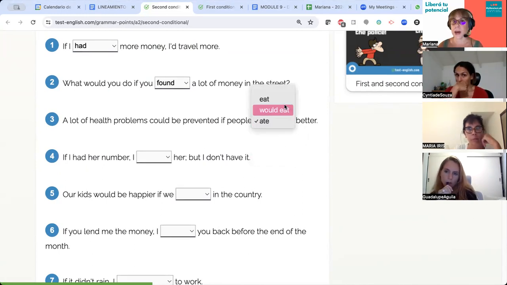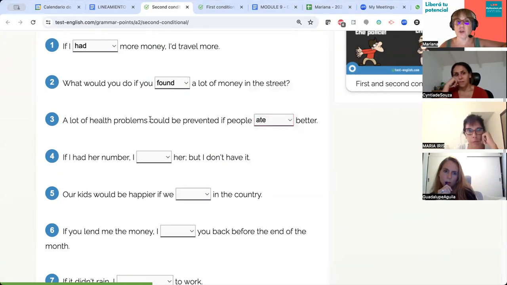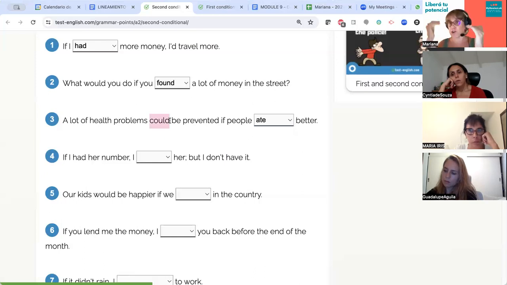Exactly. So what happened here? You got confused because as you have could here, you imagine that this was the past. You didn't pay attention to the if here. The if is all this sentence. That is the if, and the if needs to contain a past. So what happens here is that could is a variety for would. So you can have would, could, should, okay? We can change the modal verbs.